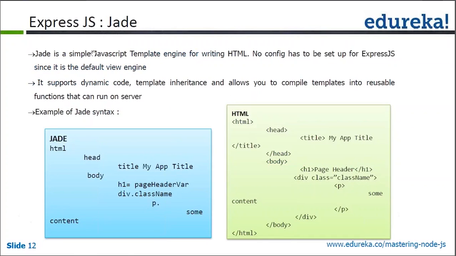So, Jade is a simple JavaScript templating engine. No config has to be set up. We saw it was available. It supports dynamic code, and it has template inheritance, which is a very powerful feature. You can have a master template and inherit different templates based on the master template, and then it allows you to have reusable functions that can run on the server.